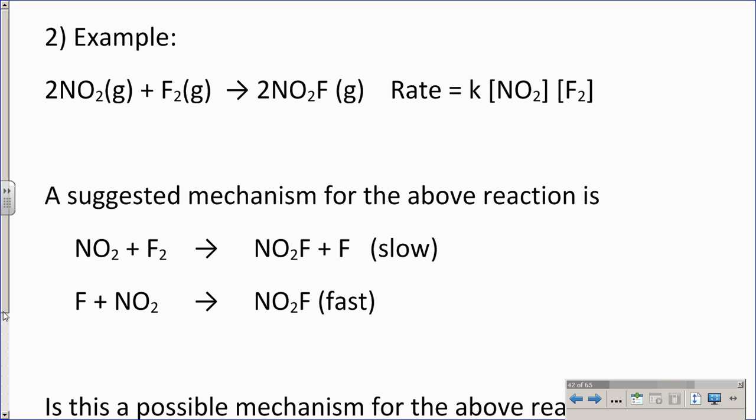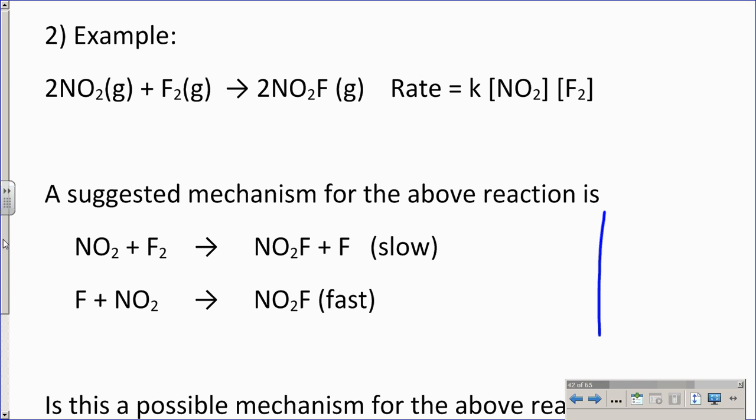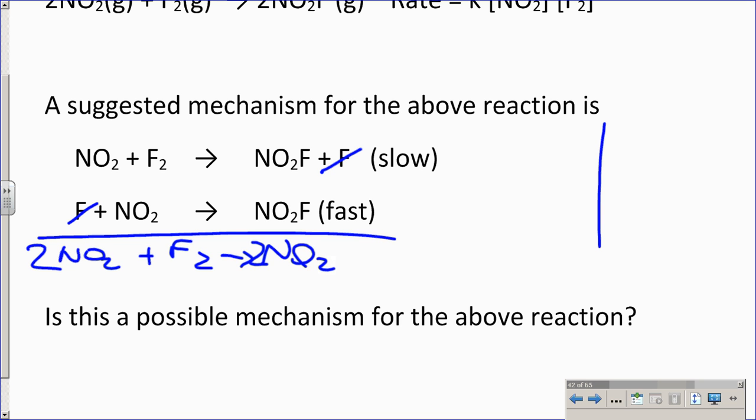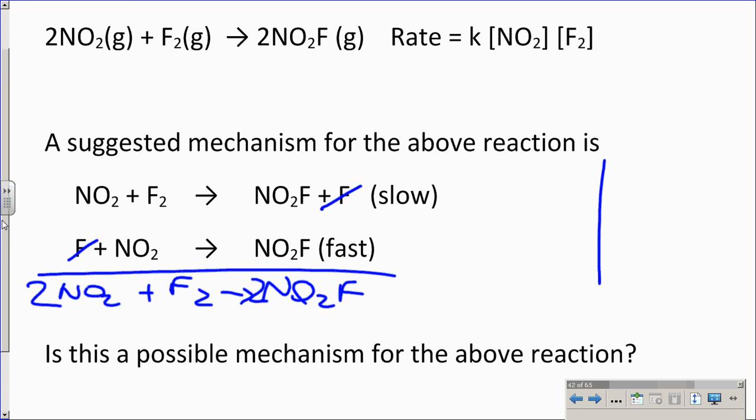Okay, second example. This is a suggested mechanism down here for our above reaction. What are your 2 steps on determining if it's possible or not? All right, sum them up. Let's go through this fast. I'm not going to go real slow on these because some of these are quite easy. Okay, so what can cancel? So fluorine, this is a free radical fluorine, okay? So we have NO2 sums here to be 2 NO2s, and then plus F2 yields 2 NO2Fs. Okay, does that match? Yes, okay.